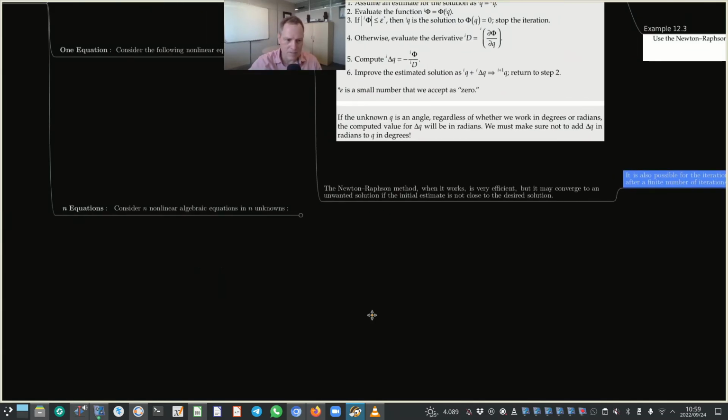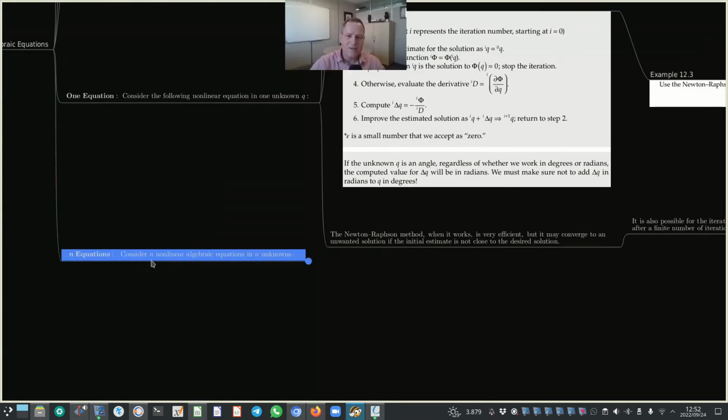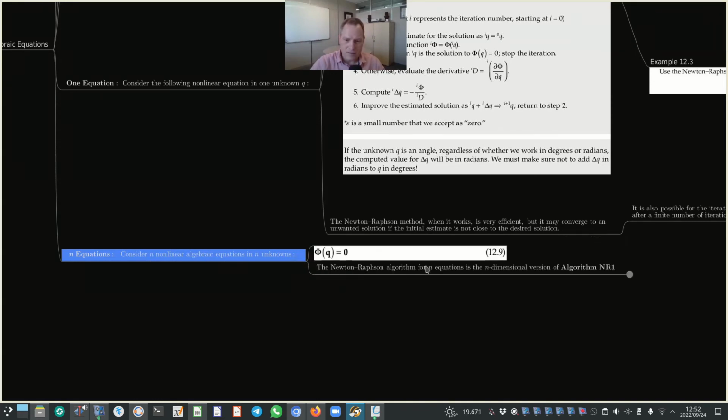Right, so now let's look at n equations. Consider n nonlinear algebraic equations in n unknowns. This is given by equation 12.9, and we recognize the form of this equation as exactly the same form as the kinematic position constraints that we've been speaking about.